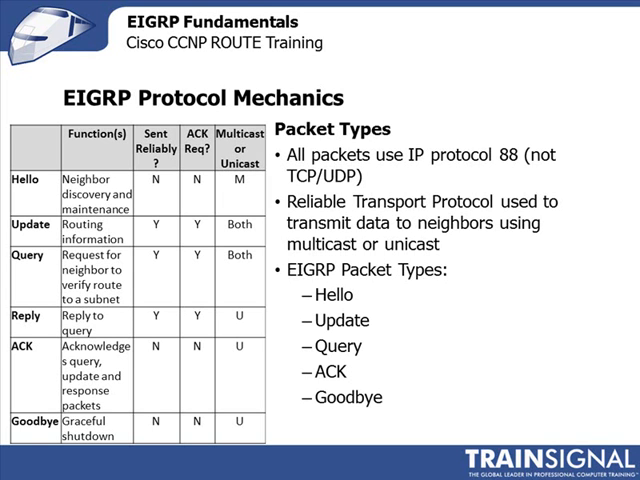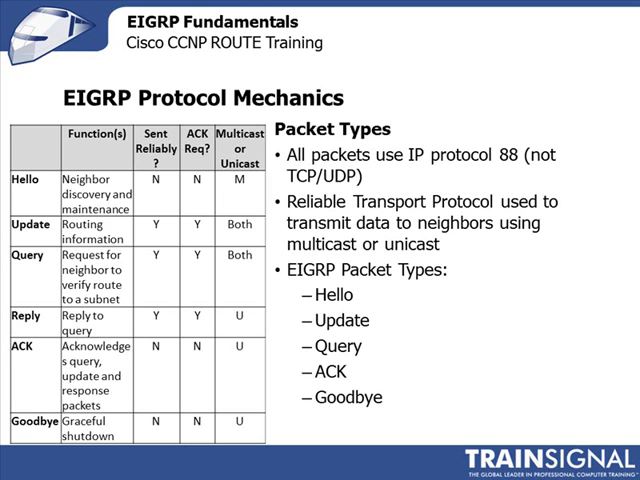You can see these packet types are pictured out to the left. There's hello, update, query, reply, ACK or acknowledge, and then goodbye. Each has a specific function. Some will be sent reliably, some will not, but these are all important in operations. Hello is used in neighbor discovery and maintenance. We talked about that. Update is when routing information is being sent between neighbors. Query is when one neighbor wants to ask if other neighbors know about a specific route. That's a query packet.